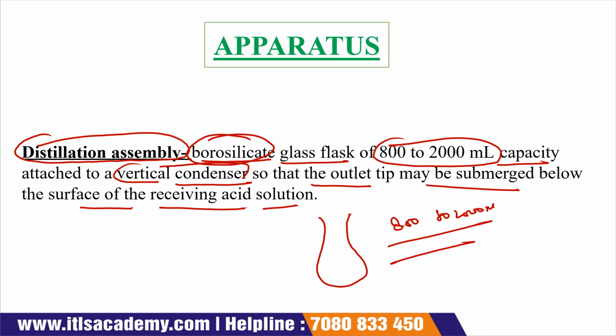Okay, so this glass flask is attached to a condenser. And how is it attached to the condenser? Vertically, so that the outlet tip may be submerged. The outlet tip should be submerged into the surface of the receiving acid solution.